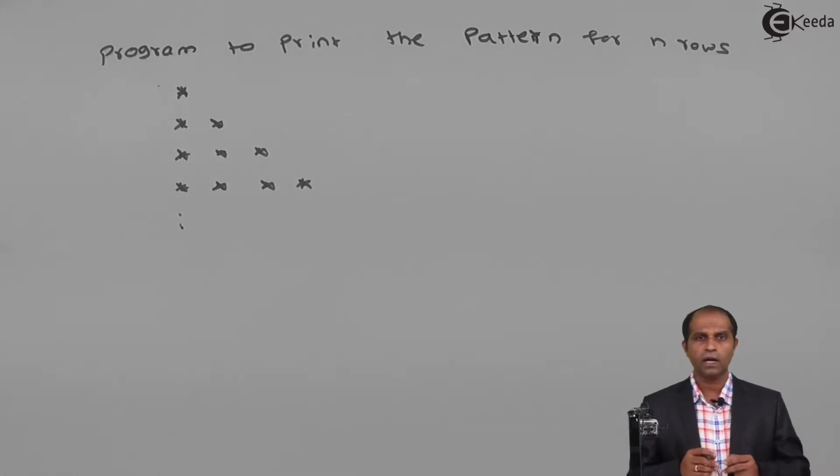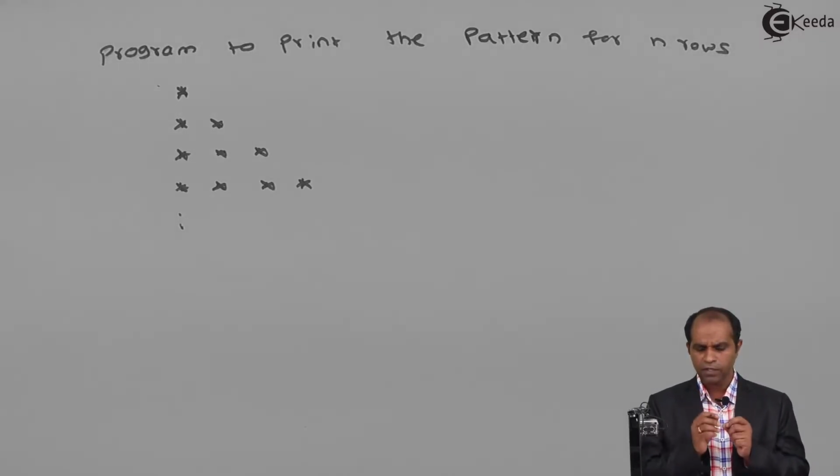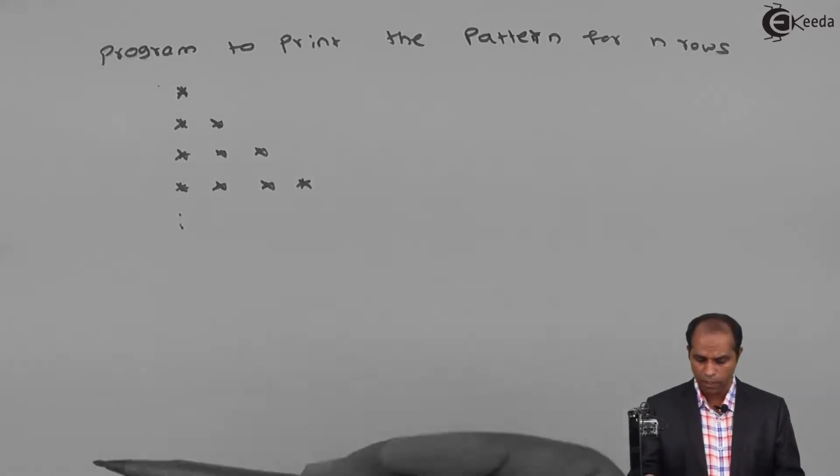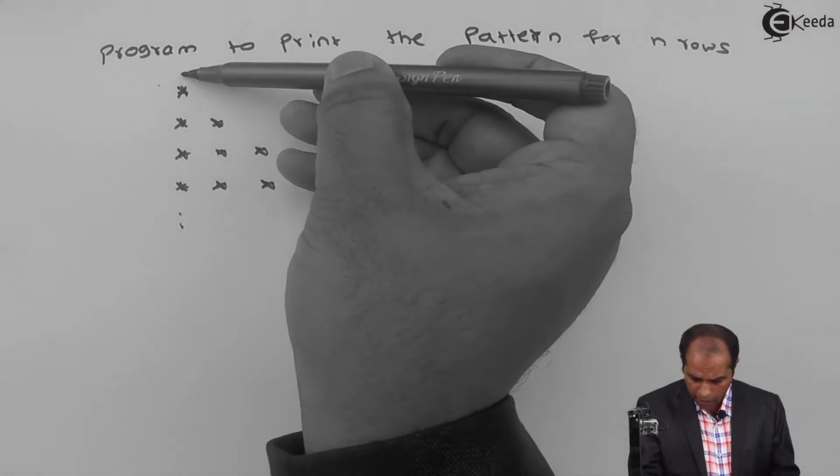Now, how do I go ahead and do any pattern program? When a pattern is given to you, first draw that particular pattern neatly and put a grid around it. Now let me place a grid around this particular pattern.